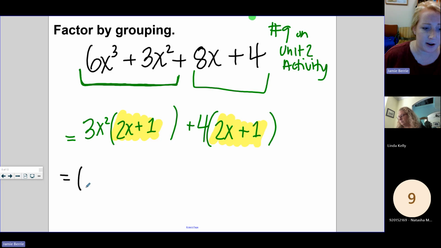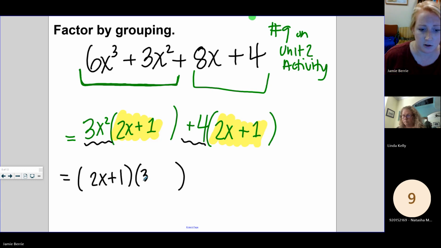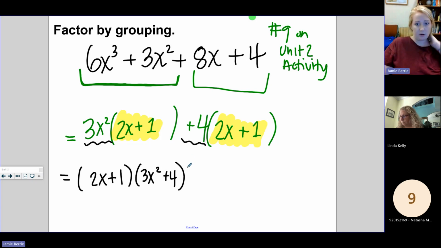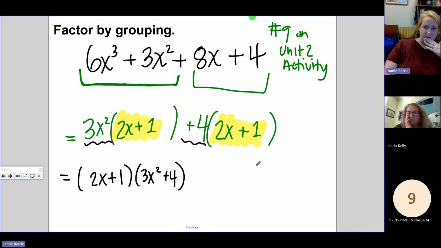All right, then that common factor gets pulled out front. And then in the second set of parentheses, you're going to put the leftover stuff. So that's 3x squared plus 4. All right, so factoring by grouping, I want to say it's like a 6-step process, the way I described it in our notes. But you start by grouping the first 2, group the second 2. Just look at the first 2, pull out the common factor. Then look at the second 2, pull out the common factor. Make sure your parentheses match.